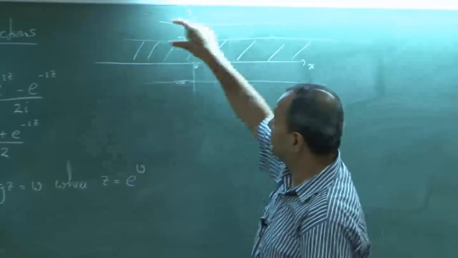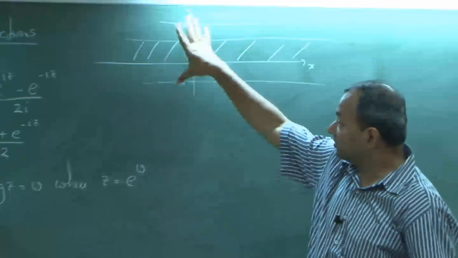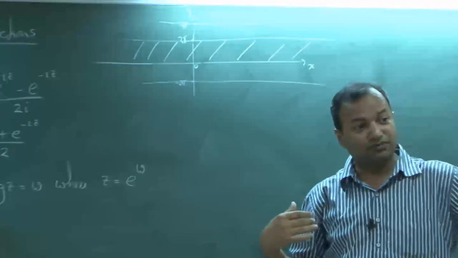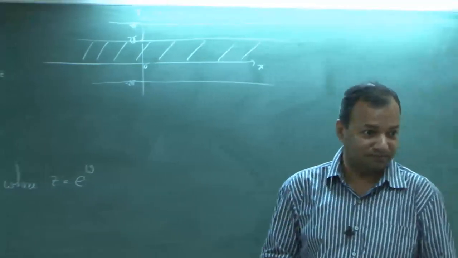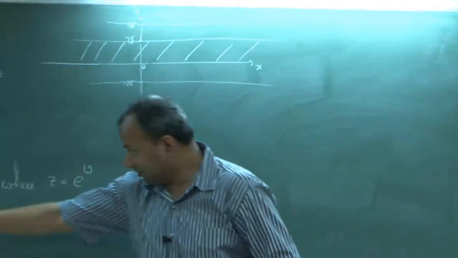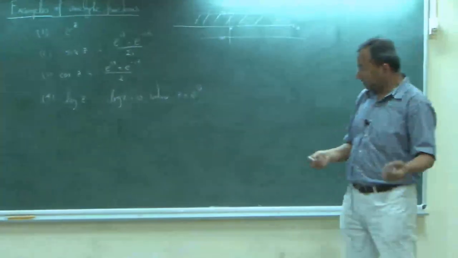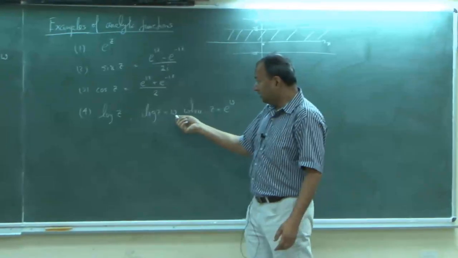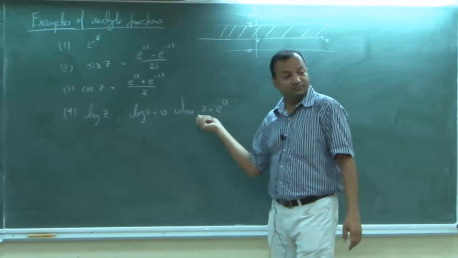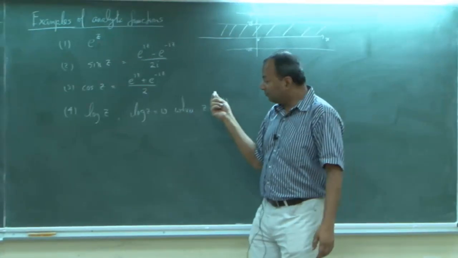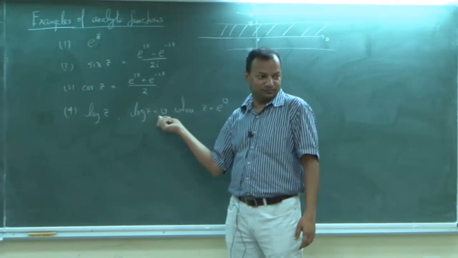And so, this strip again repeats the same set of values. So, e to the z is a map which is many to one. In fact, it maps infinitely many points to the same complex number. Now, when you take the inverse of this, which is log z, the question is, there are infinitely many w's for which this holds. So, which w do we assign this to?